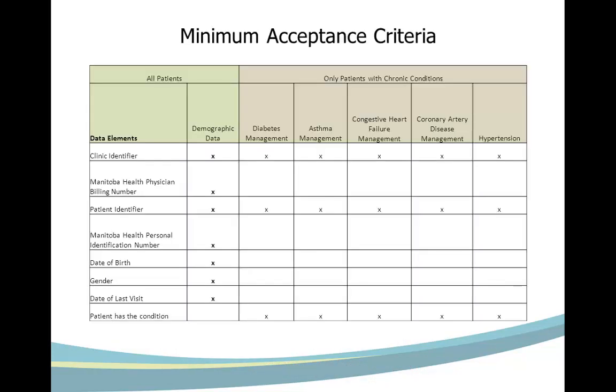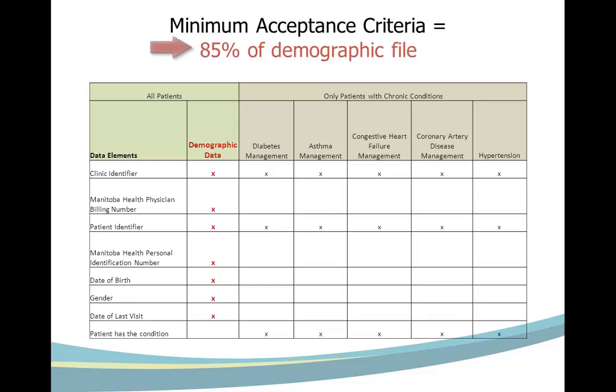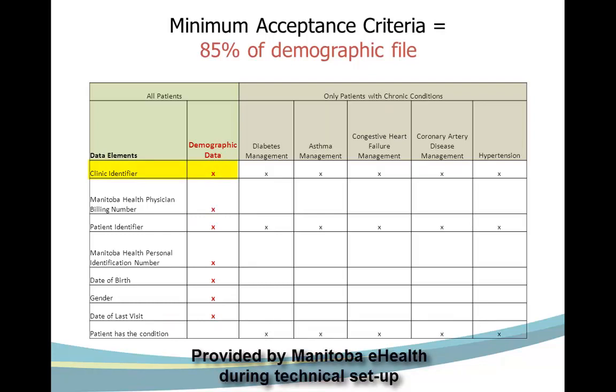Once submitted, the data will be validated to determine whether it meets the minimum acceptance criteria to be deemed successful. After submitting the extract, Manitoba Health will be validating the data, specifically focusing on the demographic file. A minimum of 85% of the demographic data must be complete to meet the minimum acceptance criteria for a successful data extract submission. These elements are shown here in red and include a clinic identifier, which uniquely identifies each clinic with respect to their extract.